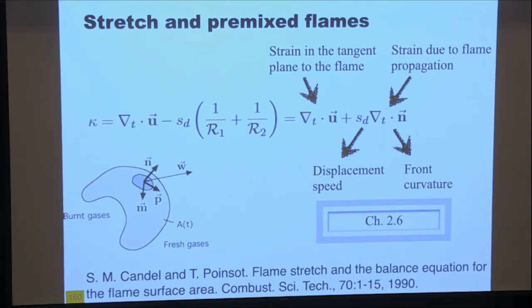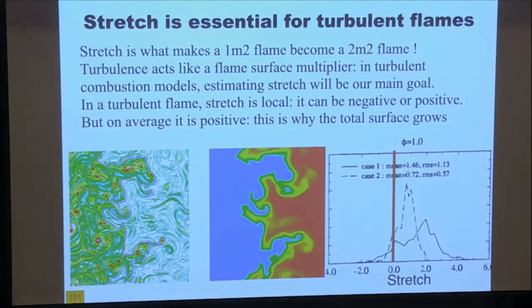So this is stretch. If you tell me what the flow speed is and where the flame is, I can compute this thing. And those of you who do DNS, you know that this is a big game in DNS to compute all these terms and to do correlations of everything with everything. It's a big game for stretch people.